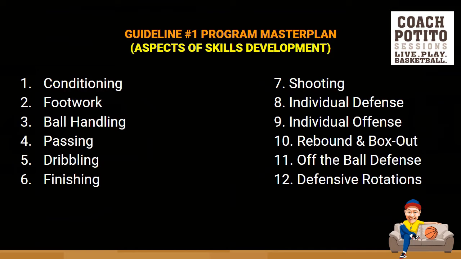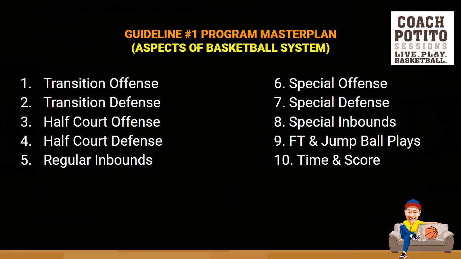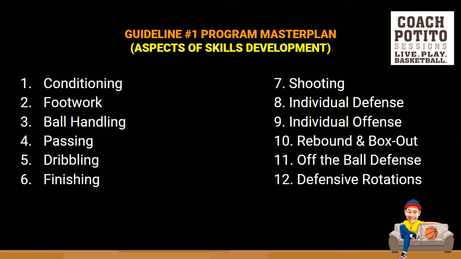Then you just have to fill in as much detail as you can in these aspects. I go back again to the basketball system, transition offense. What can I put into transition offense? In skills development, what can I put in, maybe in the defensive rotations, the 12th item? What can I put in there? Maybe I could put in a help and recover rotation, help the helper recover rotation, 3 against 2, 4 against 3 defensive rotation, and so on and so forth. The more details, the better.